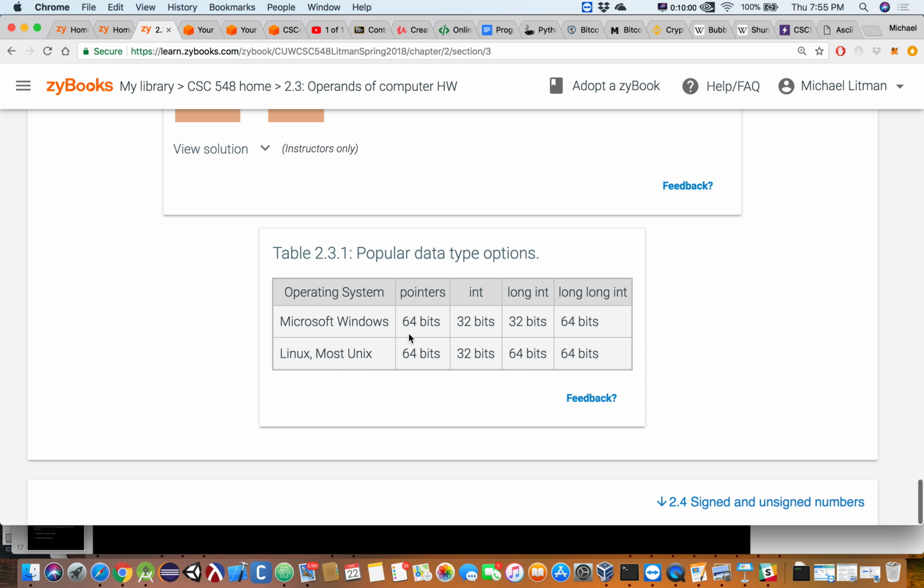And this is just talking about different operating systems, what the size of their integers are, and long integers. In C, we have something called a long int, which gives you extra space. And then what's the size of a pointer? So they're saying modernly our operating systems are 64-bit operating systems, so address space is 64 bits, so that's why our pointer size is 64 bits.